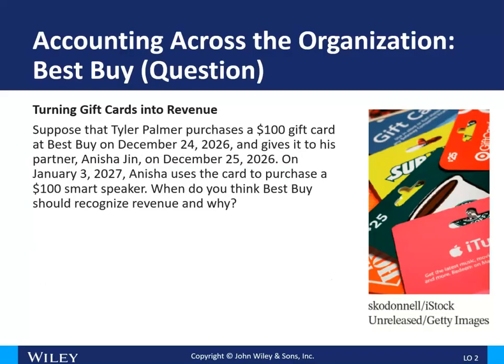Suppose that Tyler Palmer purchases a $100 gift card at Best Buy on December 24th, 2026, and gives it to his partner, Anisha Jain, on December 25th, 2026. On January 3rd, 2027, Anisha uses the card to purchase a smartphone speaker worth $100 at Best Buy. When do you think Best Buy should recognize revenue and why? So we're going to look at the accounting issues in this problem, not the problems that Tyler went out on Christmas Eve and bought a gift card to give to his partner on Christmas Day.